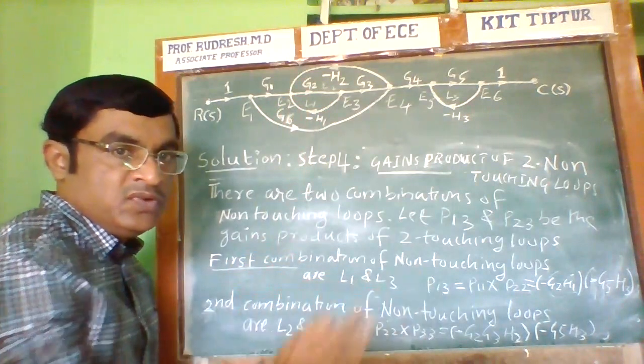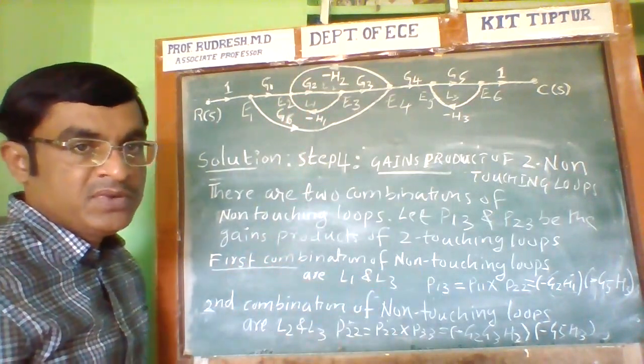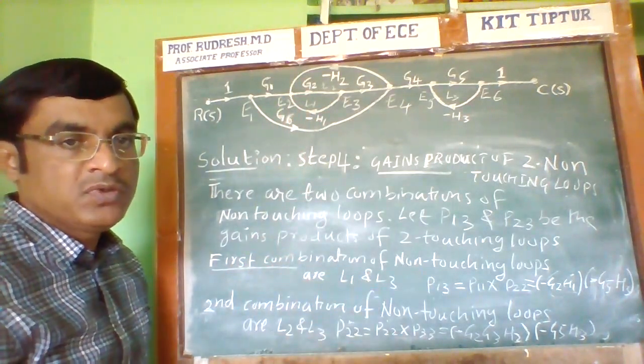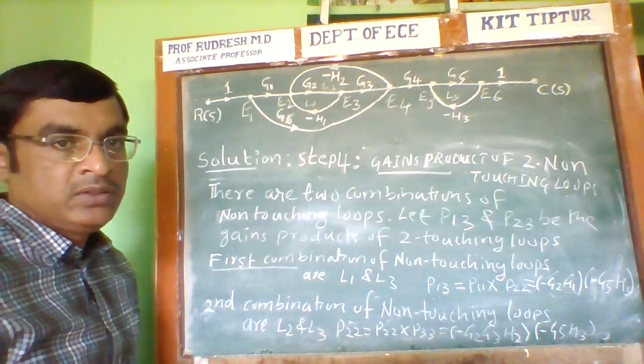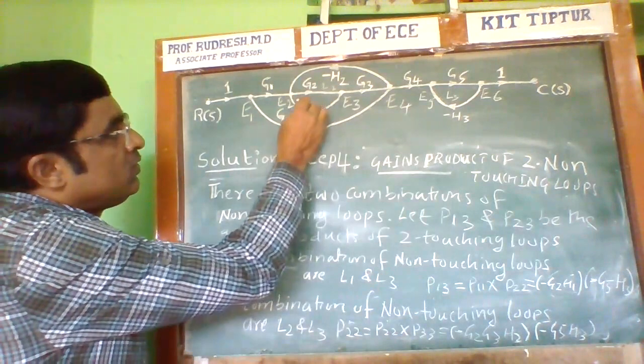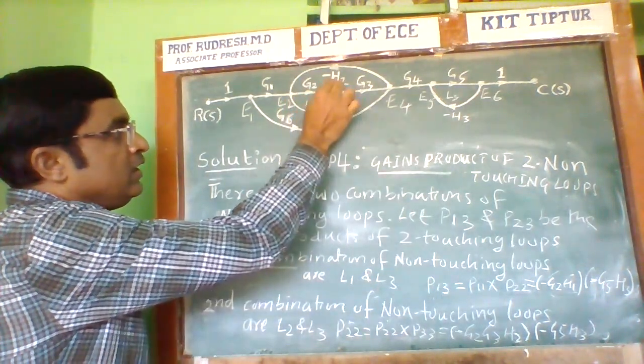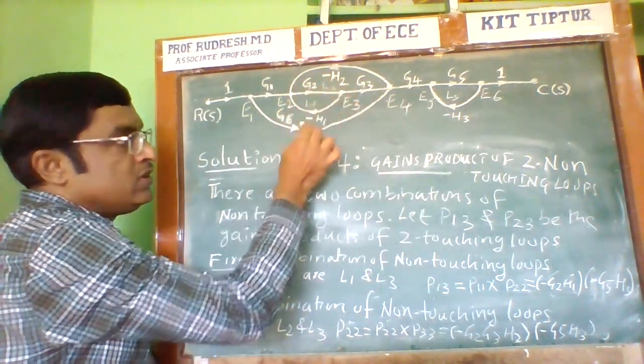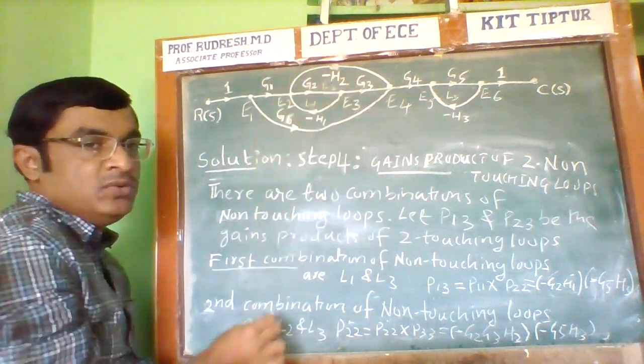If the two loops do not have common nodes, then they are said to be non-touching loops. So here, L2, L1 and L3 have the common nodes E2 and E3, so they are called touching loops.